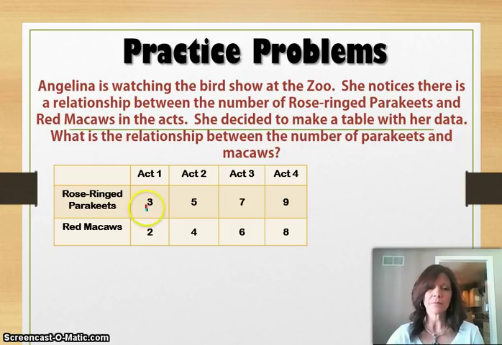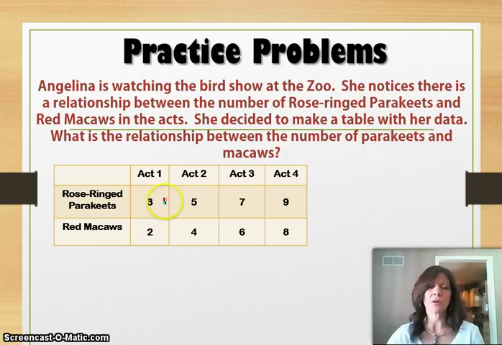So Act 1, 2, 3, 4, and 5. 3, 5, 7, and 9 for the parakeets. 2, 4, 6, and 8. You decide what you think the relationship is. I want you to write it down. Look at the math, write it down, pause the video, and then we'll talk about it together. All right, let's see what you did.